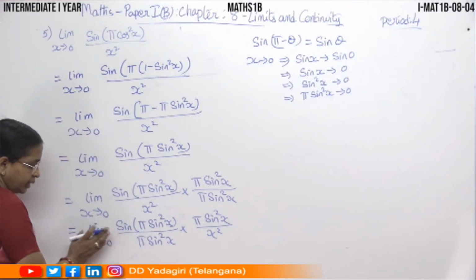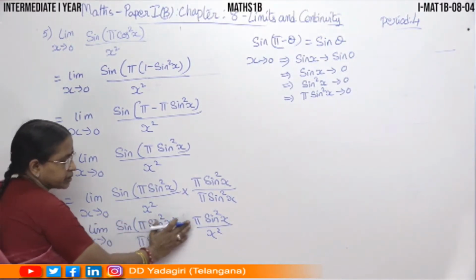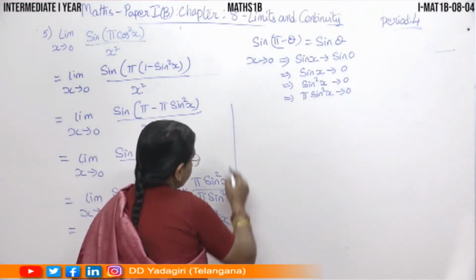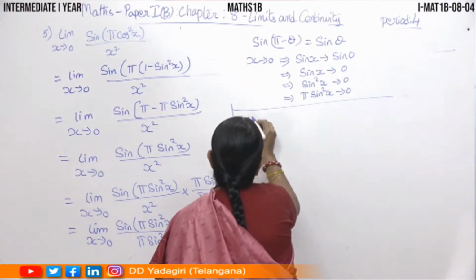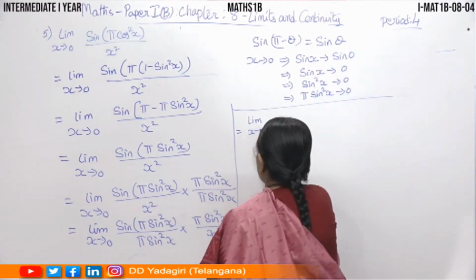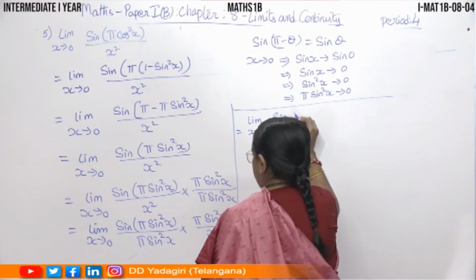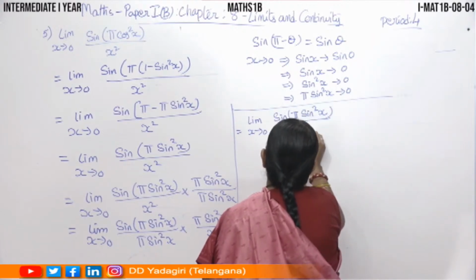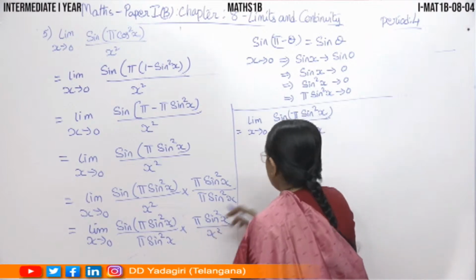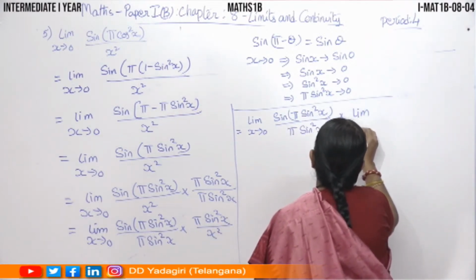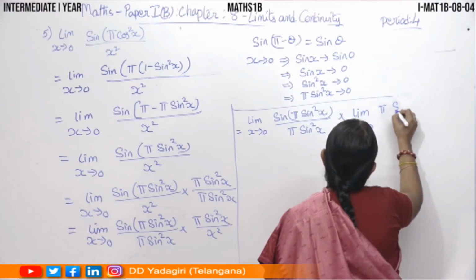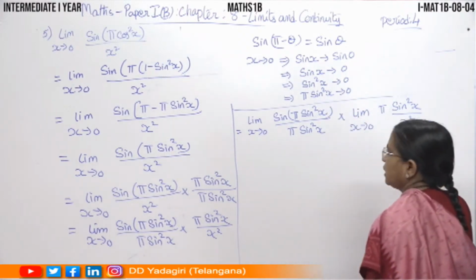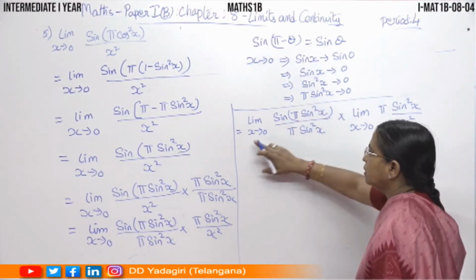Now we'll write the limit separately. This is like limit of f of x into g of x, so limit of f of x into limit of g of x. So it is limit x tending to 0 of sin of pi sin square x by pi sin square x, into limit x tending to 0 of pi into sin square x by x square. Now we'll write both in the standard form. This is already there, sin theta by theta. This will change.